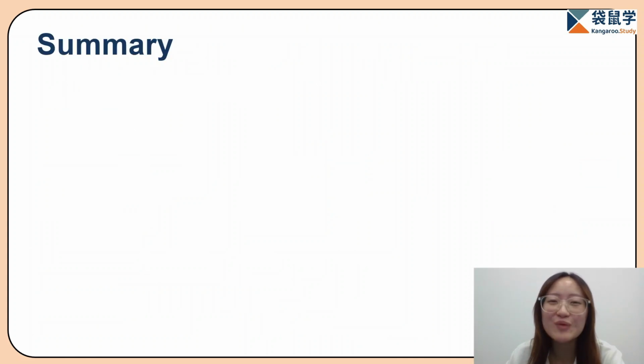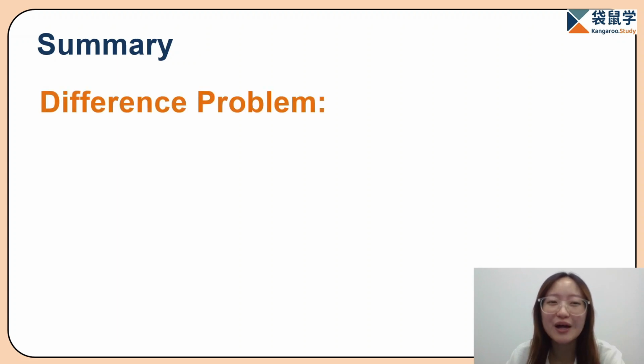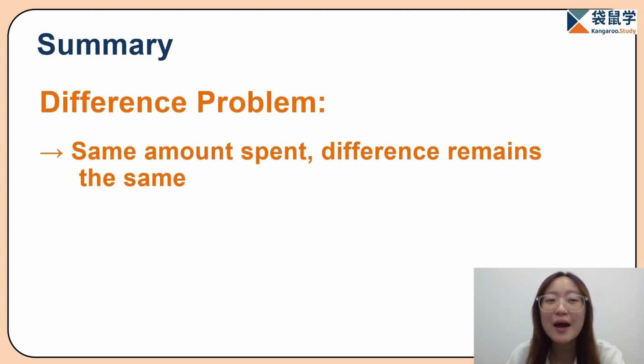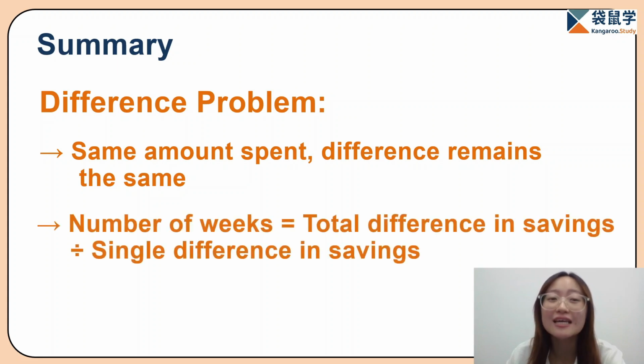Let's summarize what we have learnt. So in this difference problem, we have the same amount spent. So the difference remains the same. And the important formula was that we can find the number of weeks by taking the total difference in savings divided by single difference in savings. And that is all for this question.